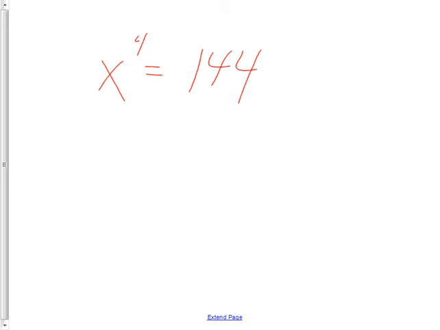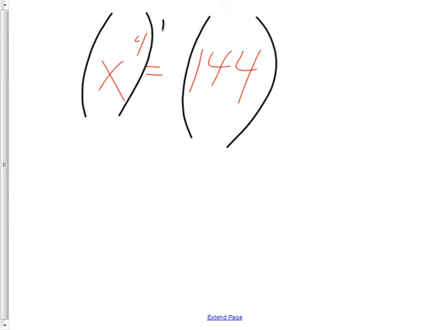All right. Why isn't this solved right now? What do I need to fix about it? X to the 4th. What if it was x to the 1st? Would it be solved then? Yes, so how do I get this fixed? I put both to the what power? 1/4 power. And so it's okay to leave your answer like this. X equals 144 to the 1/4 power, but I have just got it wrong.